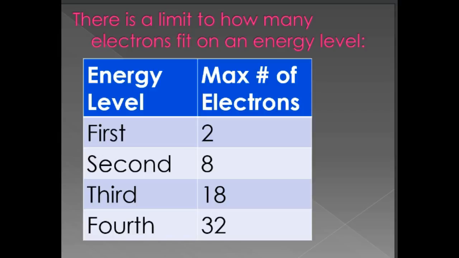As far as electron configuration goes, there's a maximum number of electrons that could fill each level. The first level can hold 2 electrons. The second level can hold 8. The third level can hold 18. And the fourth level can hold 32. This is important that we understand how many electrons can fill each level. If you look at your periodic table and the electron configuration, you could start to see that the pattern is developing: 2, 8, 18, 32. Those are the maximum number of electrons that can fill each level.